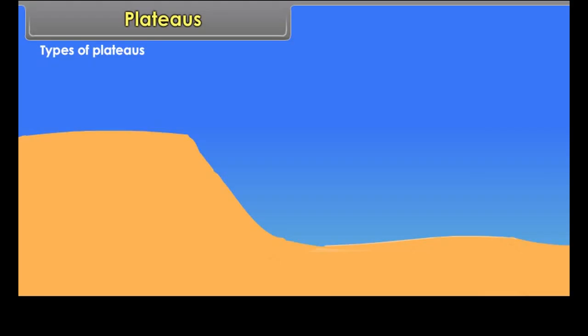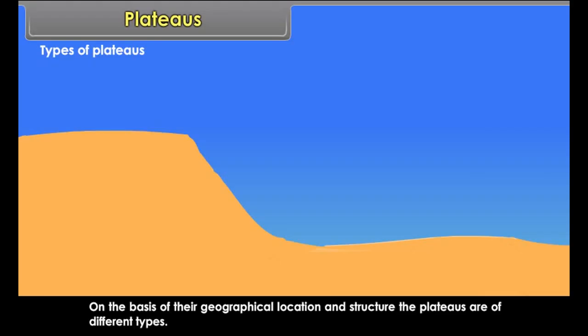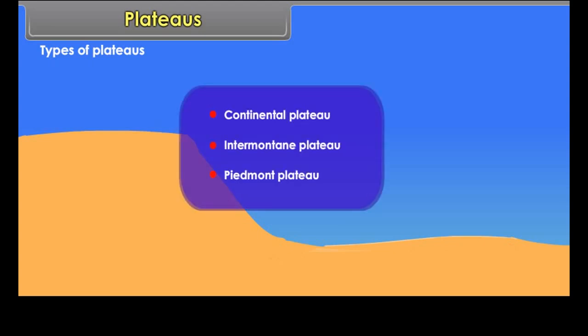Types of plateaus. On the basis of their geographical location and structure, the plateaus are of different types. They are Continental Plateau, Intermontane Plateau, Piedmont Plateau.